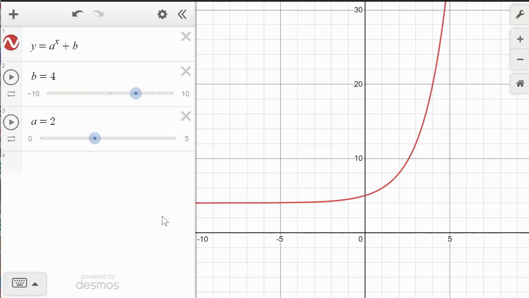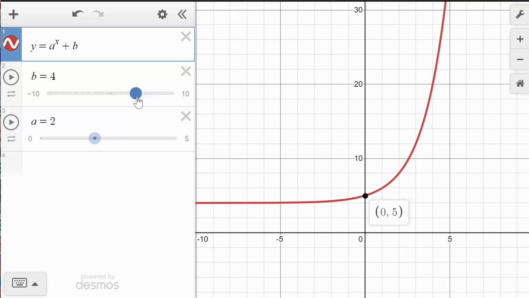So if I move b as far as 4, so I now have 2 to the x plus 4, the whole graph has moved upwards. And now the line y equals 4 is the asymptote. We know that when the x-axis was the asymptote, it went through 0, 1. It now goes through 0, 5. So that's just 1 unit above the asymptote.